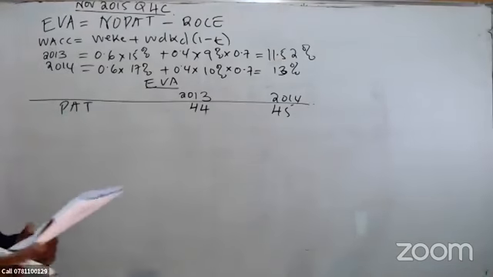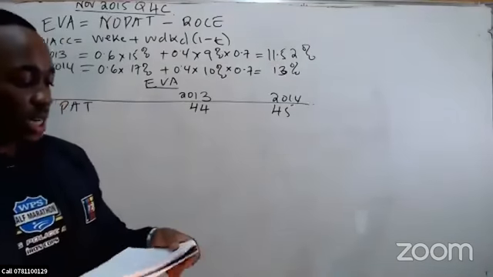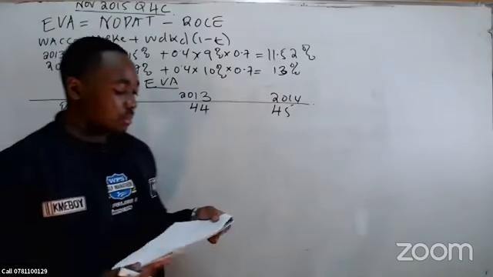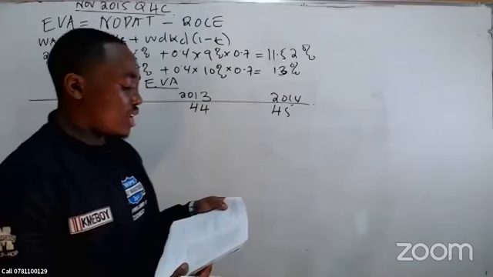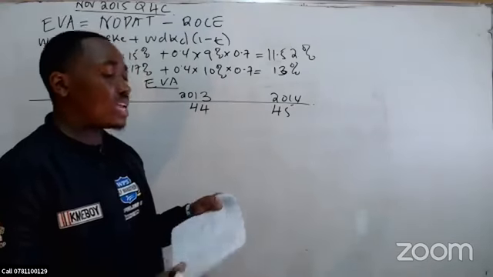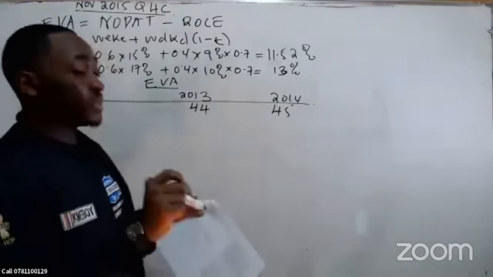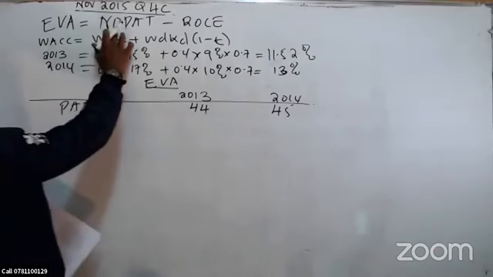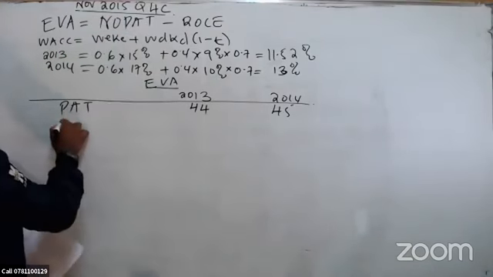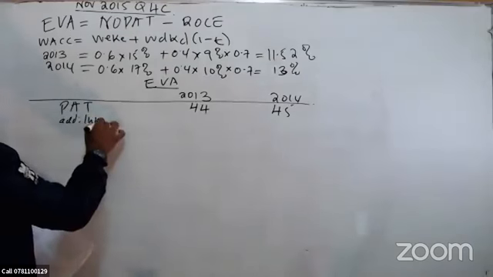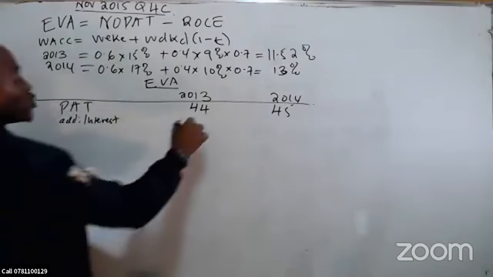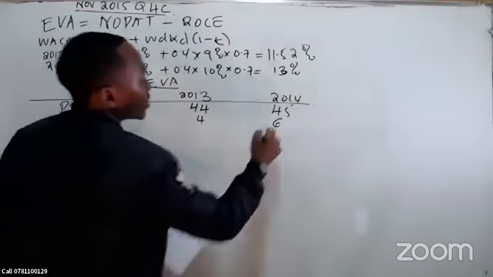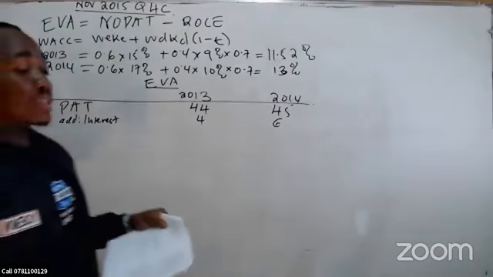Then let's go back to note number 10. Interest expense was 4 million in year 2013 and 6 million in 2014. You see, the interest expense is not an operating expense. So that means you add back because you are getting the net operating profit after tax. So you add the interest. And in this case, it was 4. And the other one was 6.